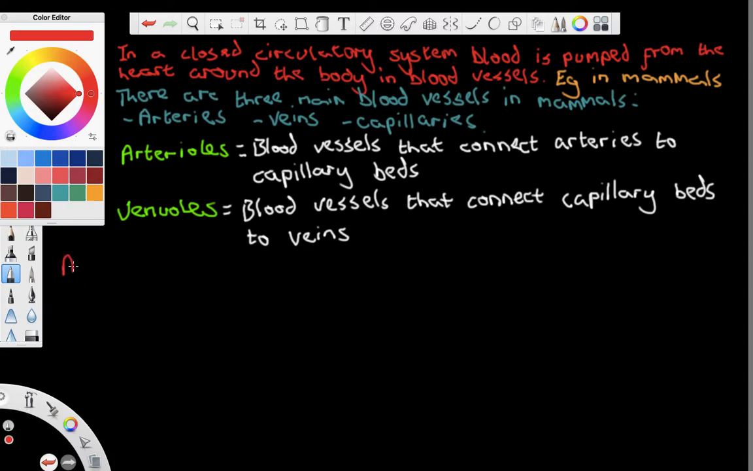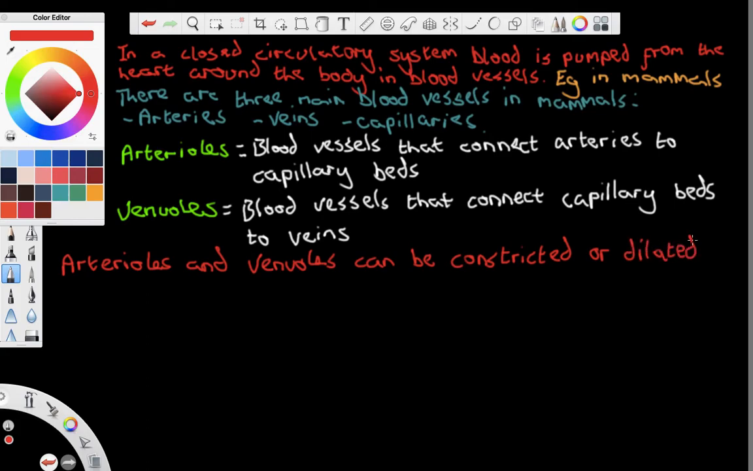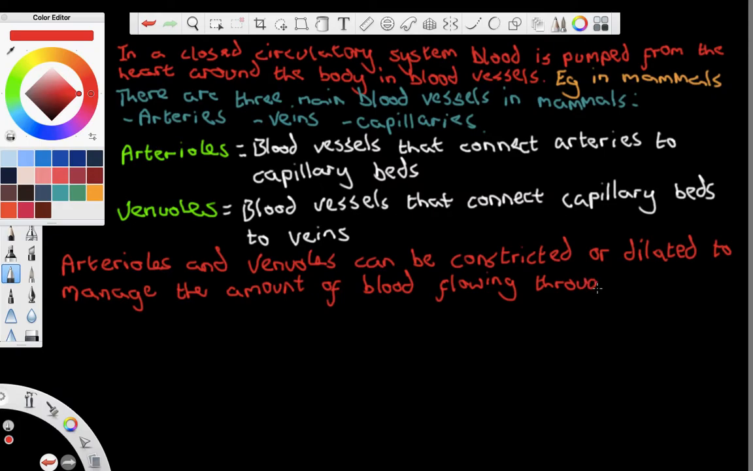So I'm going to put in red that arterioles and venules can be constricted or dilated to manage the amount of blood flowing through capillary beds or capillaries. Okay?